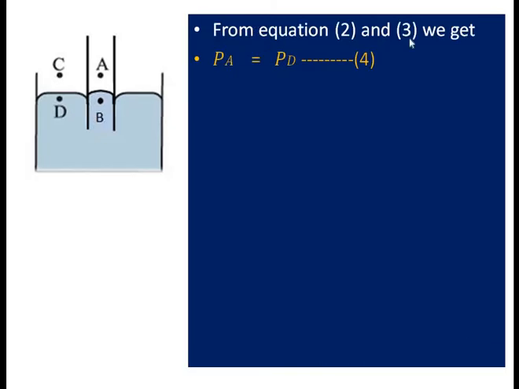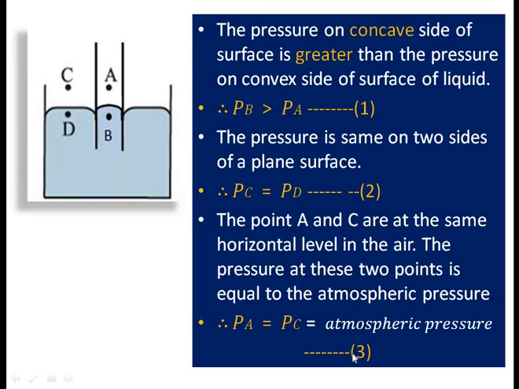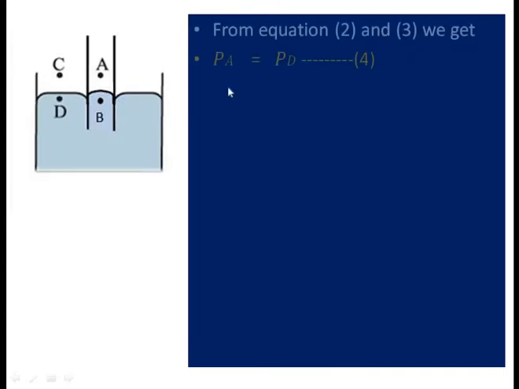From the equation 2 and 3 we can write, हे 2 आणि 3 नंबरचे इक्वेशन बघा. PC equal to PD and PC equal to PA. PC हे PD बरोबर पण आहे आणि PC PA बरोबर आहे, म्हणून PA is equal to PD असं आपल्याला म्हणता येईल. म्हणजे प्रेशर ॲट पॉइंट A is equal to pressure at point D.